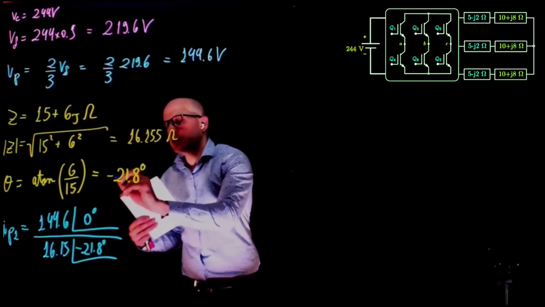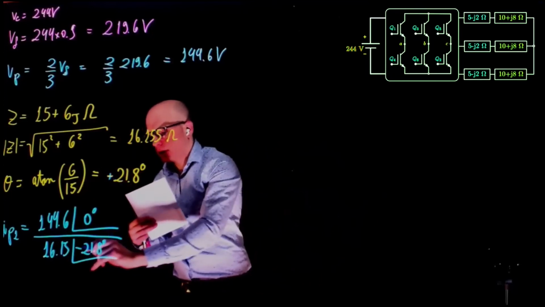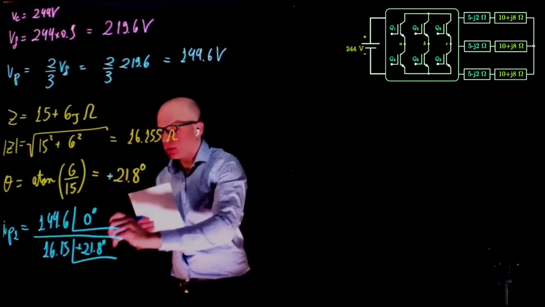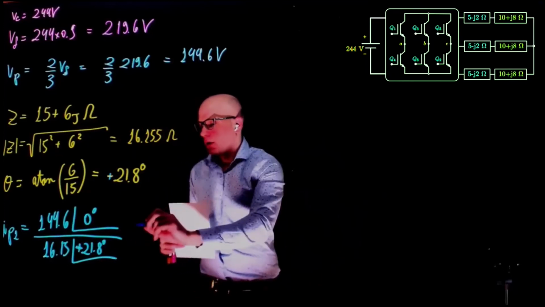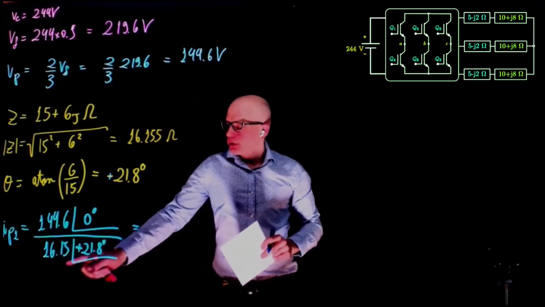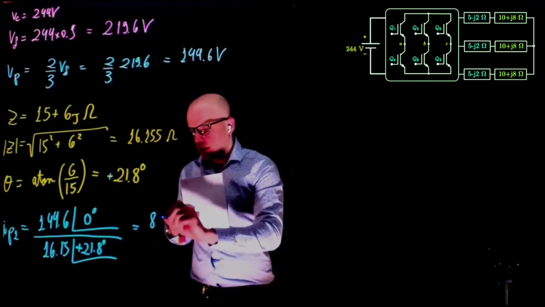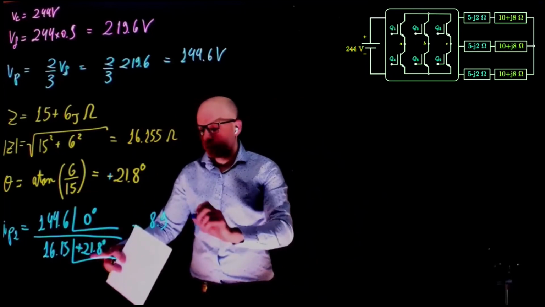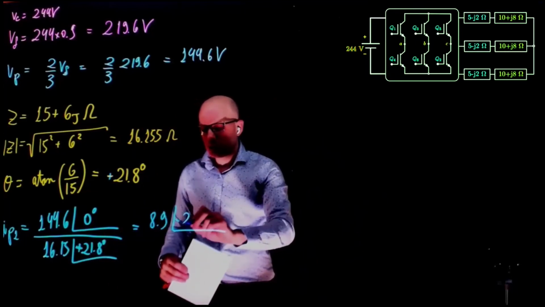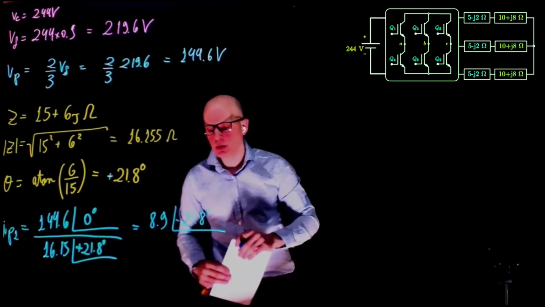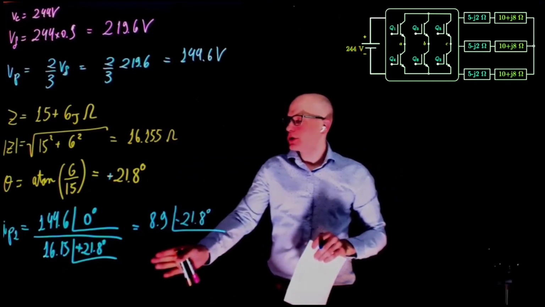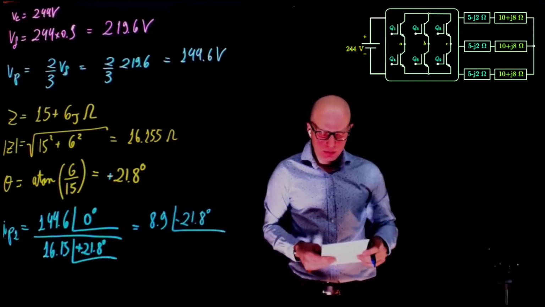Sorry, I made a mistake here. This is positive indeed. This doesn't make sense. The negative, this is positive, and when it goes upstairs, it becomes negative. So now we have 144 divided by that. That should be 8.9. And 0 minus 21.8 is negative 21.8 degrees. That's the first line current.